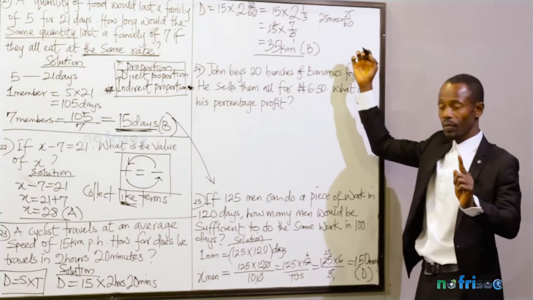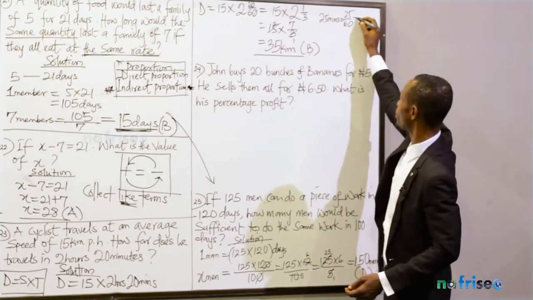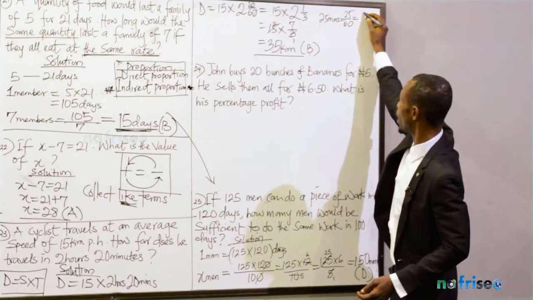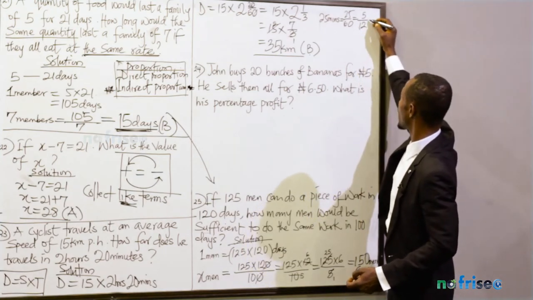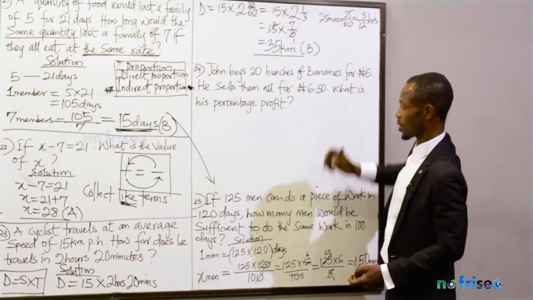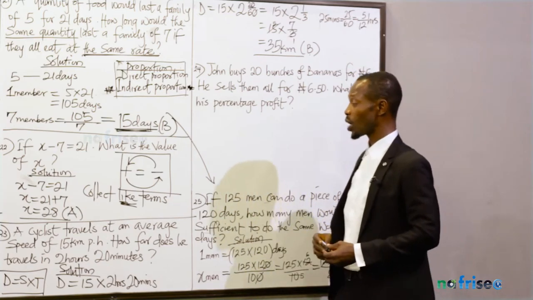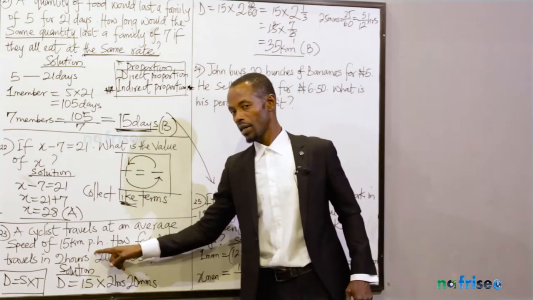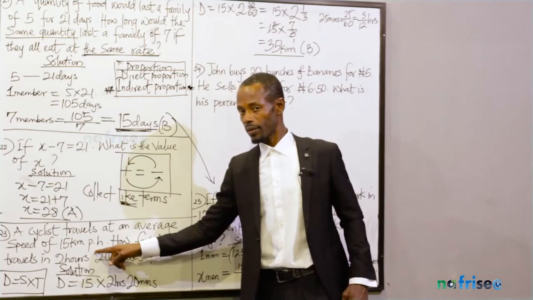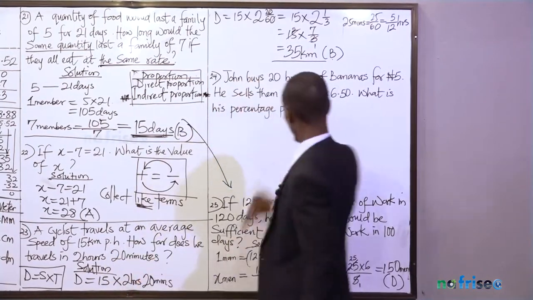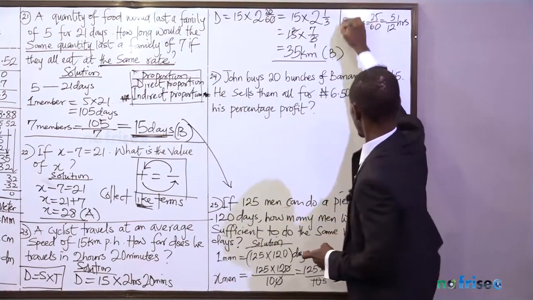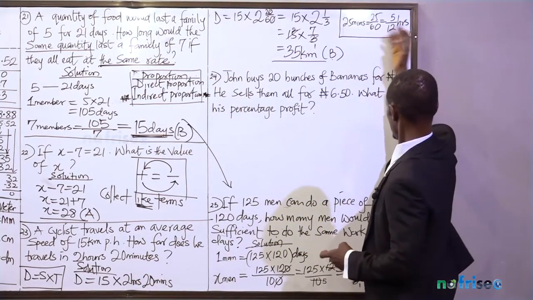Please take notes. Turn the 25 minutes to 25 over 60, and you know that 5 can go here 5, 5 can go here 12. So this is 5 over 12 in hours. Convert it, because speed is always given in kilometer per hour. Yes, take note of it. Kilometer per hour, not in minutes.